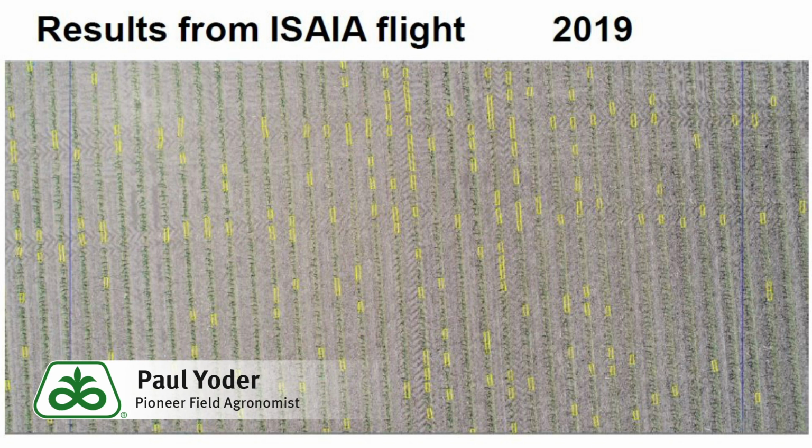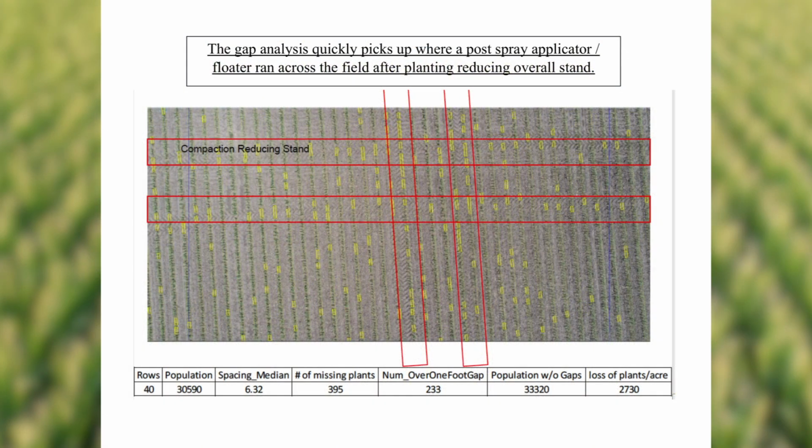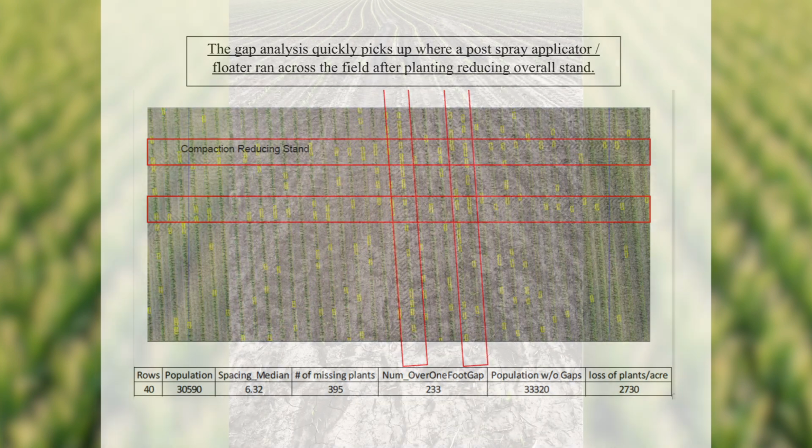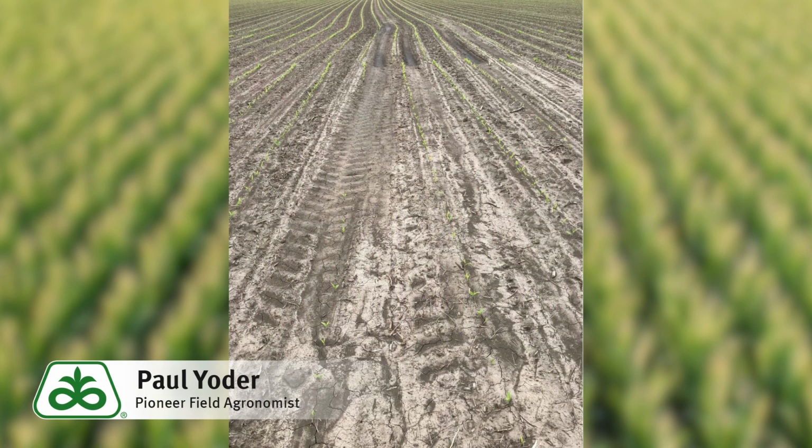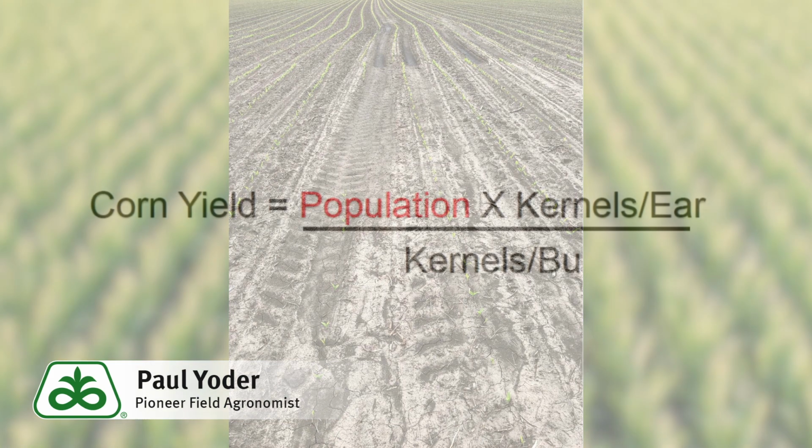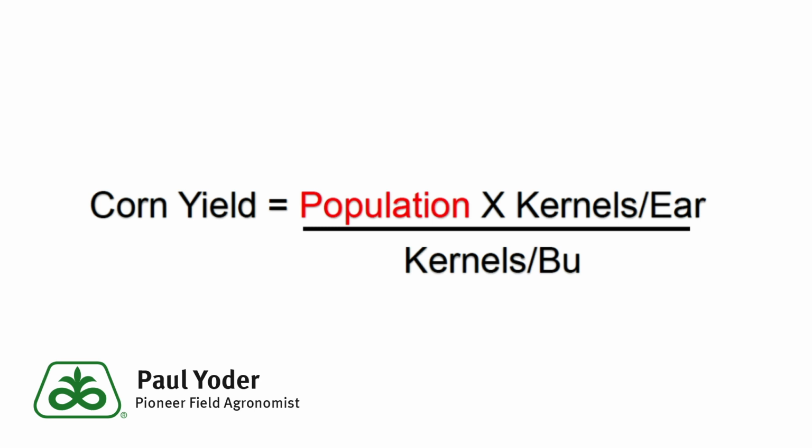In this example, you might be able to pick up a trend based on the gap analysis done by the ISAIA program in this picture. When taking a closer look, it becomes very clear that a post-applicator machine went across this field after it was planted, and based on the wheel tracks, definitely had an effect on the overall emergence and the stand of this corn crop. So this is one example of a management practice that a farmer could potentially change in order to maximize his overall profitability at the end of the year and ensure a nice even stand from the beginning of the crop to the end.